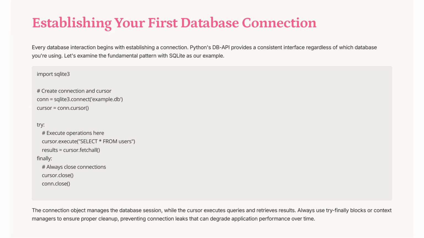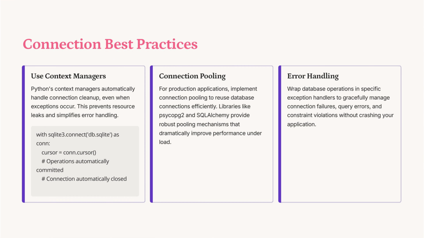Establishing a database connection is crucial for any interaction. Using Python's database application programming interface, create a connection and cursor with SQLite3. Execute queries using the cursor and ensure cleanup with try-finally blocks to prevent leaks. This pattern maintains performance and reliability in your applications. Utilize Python's context managers to ensure connections are automatically closed, preventing resource leaks. For production, implement connection pooling with libraries like psycopg2 or SQLAlchemy to enhance performance. Always wrap operations in exception handlers to manage connection failures and query errors gracefully, maintaining application stability.